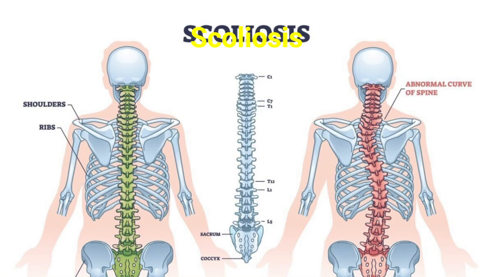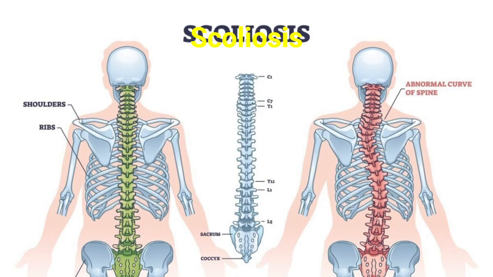Scoliosis is one of the most common spinal disorders seen in children and adolescents. Scoliosis is defined as a lateral or sideways curvature of the spine, measuring greater than 10 degrees, and it is usually accompanied by rotation of the vertebrae. This rotation is what makes scoliosis much more than simply poor posture.